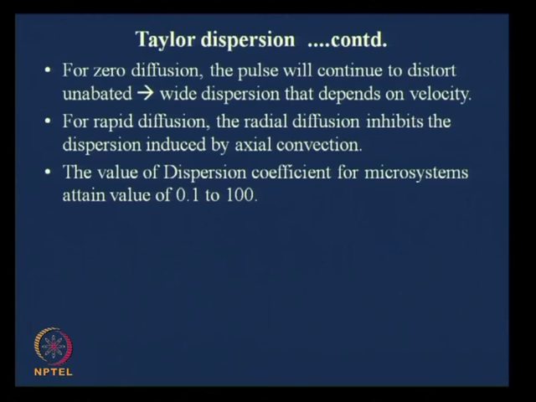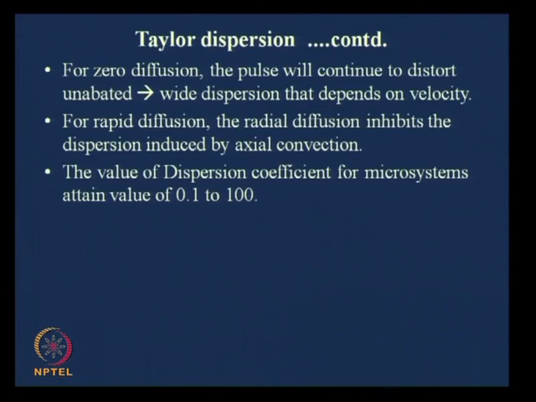And on the other hand, for zero diffusion, the pulse will continue to distort unabated. Zero diffusion is not possible, otherwise we would not be studying dispersion. But if the diffusion is negligible, then the pulse will continue to distort unabated. Distort means first it was a straight pulse, then it is taking a shape, then it is going further. So, as it travels, it will continue to distort, and you expect a wide dispersion that depends on velocity. If you have a higher velocity, you expect this distortion to be more.